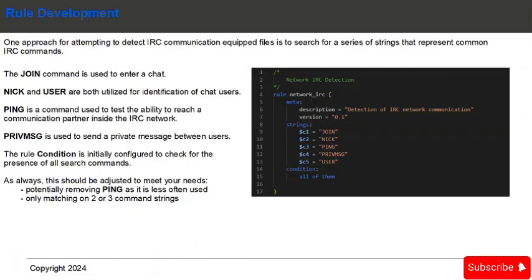You can see with the code that we've written here for our YARA rule, we have the standard meta tags, and then we have a listing of different strings, and these are all commands, so they're referenced C1 through C5. Join, nick, ping, private message, and user. The condition we have on this rule is all of them. You may want to modify that. You may want to remove a certain command like ping, since that can be used across multiple different types of files. Play with it, adjust your rules, tune it, see what works for you. But this is the outline of how you would develop a rule for IRC communication.